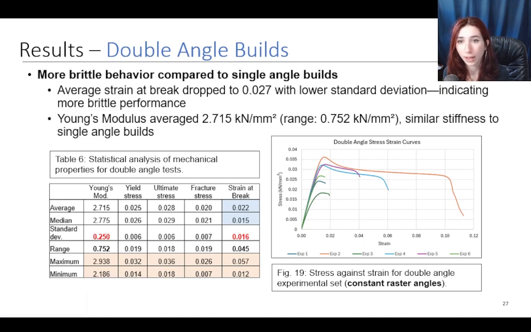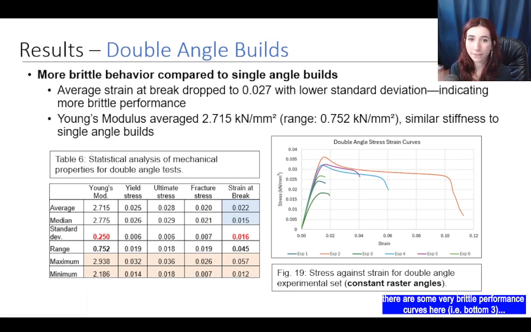Moving on to our double angle builds, we noticed more brittle behavior compared to single angle builds. Our average strain at break had dropped to 0.026 with a lower standard deviation, which indicated to us more brittle performance. Our Young's modulus also averaged at 2.7 with a greater range. It had similar stiffness to some of our single angle builds. We can also see the varying stress strain curves of these double angles.